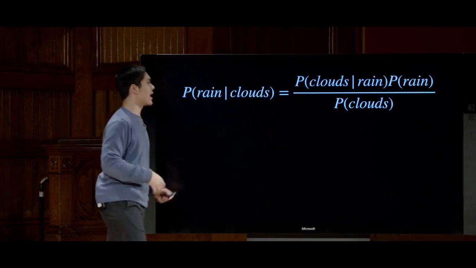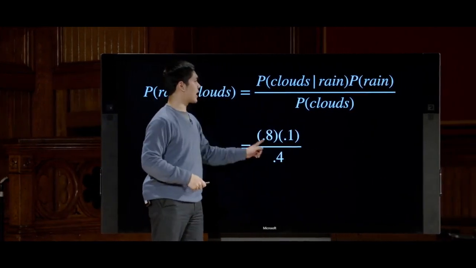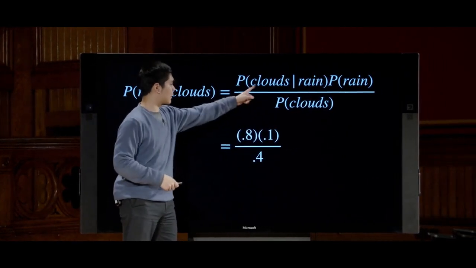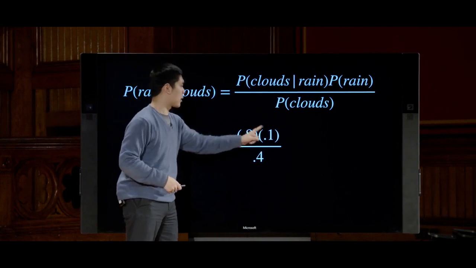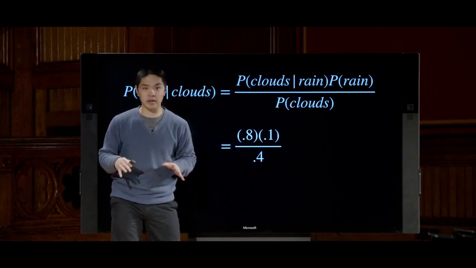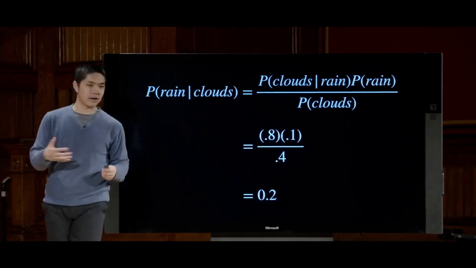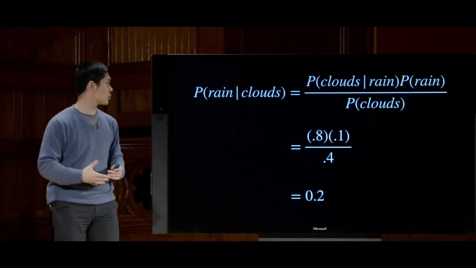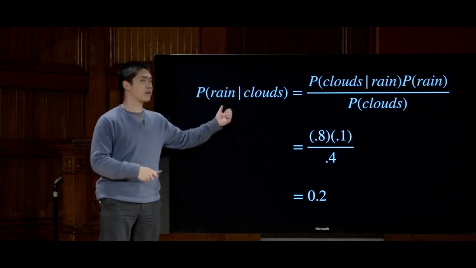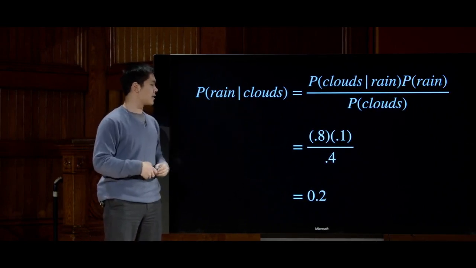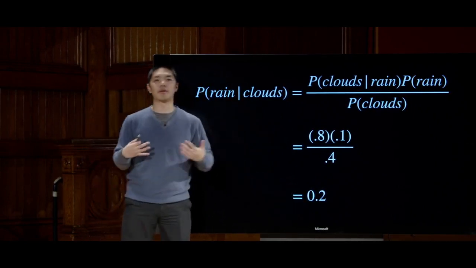I have this information. I know that 80% of the time, if it was raining, then there were clouds in the morning, so 0.8 here. The probability of rain is 0.1, because 10% of days were rainy and 40% of days were cloudy. I do the math, and I can figure out the answer is 0.2. So the probability that it rains in the afternoon, given that it was cloudy in the morning, is 0.2 in this case.